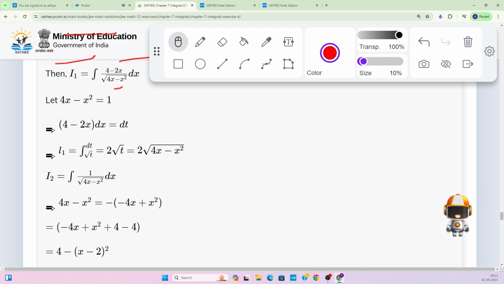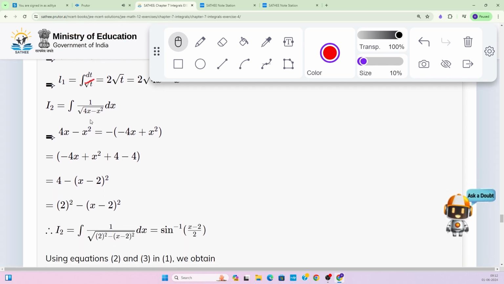Take 4x minus x square equal to t. Differentiating with respect to x, you will get 4 minus 2x dx equal to dt. This means the numerator can be replaced by dt by root t. Clear? The integration will be 2 root t. Now replace t. You will have 2 root of 4x minus x square. Simple, I1 will be this.